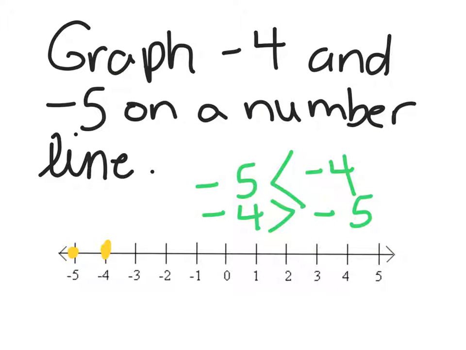So if you were asked to graph negative 4, negative 5 on a number line, we would see here that negative 5 is right there, the negative 4 is right there, and I could then say negative 5 is less than negative 4 because it's farther left, so it's a smaller number. Negative 4 is greater than negative 5 because it is closer going to the right.